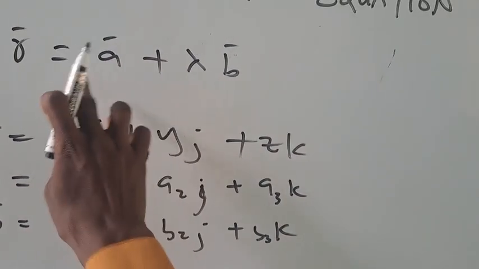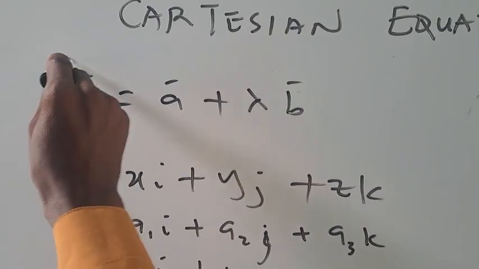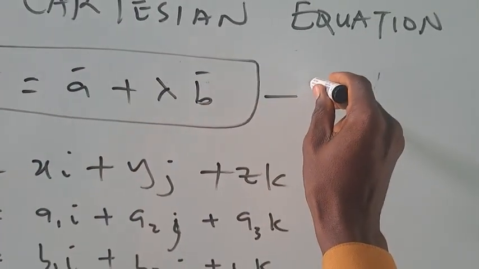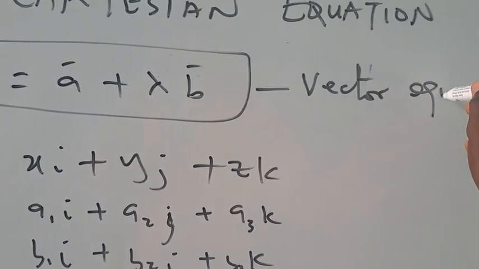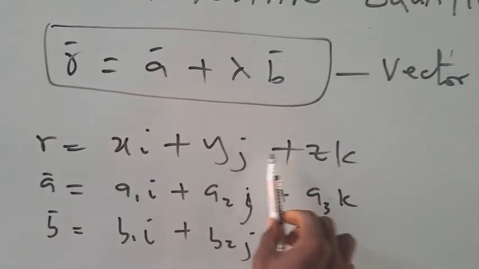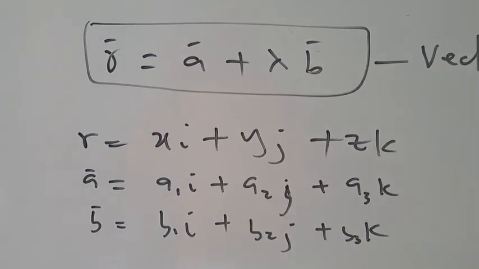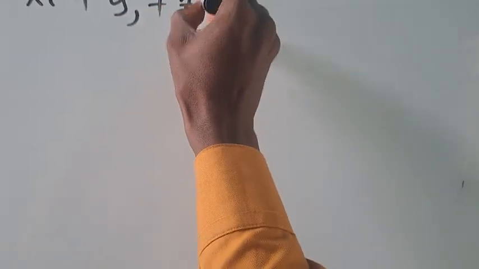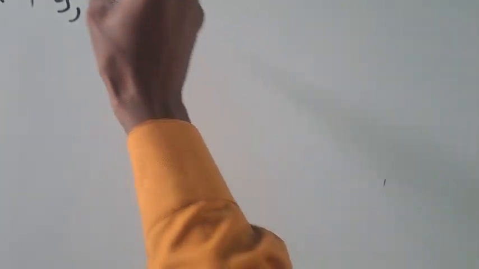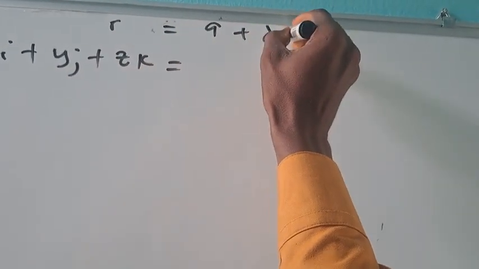So we take all of these things and substitute inside there. That's how we are going to get the Cartesian equation. Remember, I said this is the vector equation. So we are now going to carry all these things and substitute inside this equation to get the Cartesian equation. Hence, we substitute. It will now be xi plus yj plus zk is equal to a. Remember, this is r equals a plus lambda b.